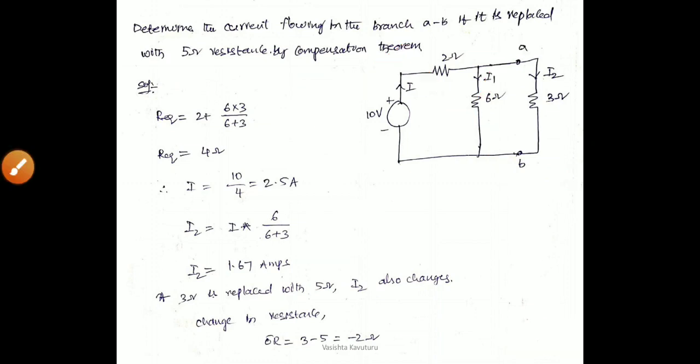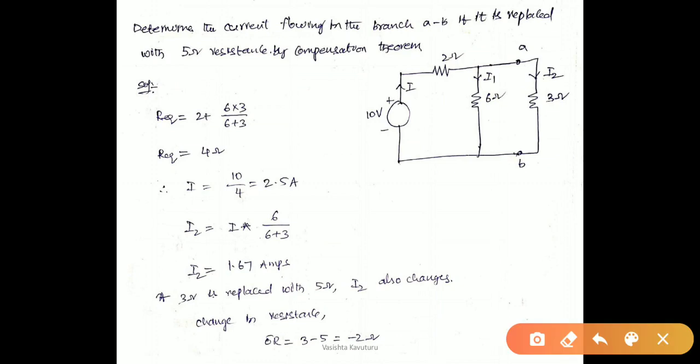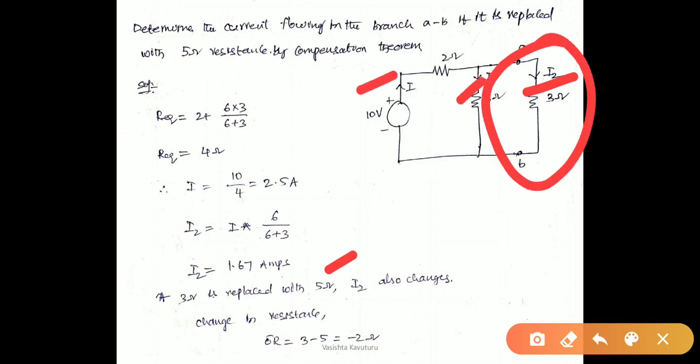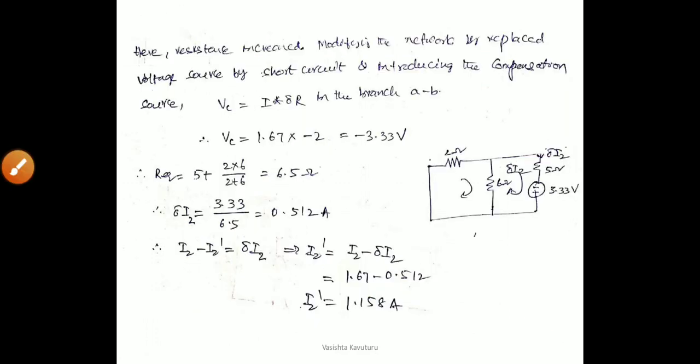Now if the 3 ohm resistance is replaced with a 5 ohm resistance, the current I2 also changes. Not only I2, all the currents will also change. But here the element changes, therefore the current I2 also will change. Therefore the change in resistance is nothing but 3 minus 5, that is minus 2. That means the resistance value here is increased.